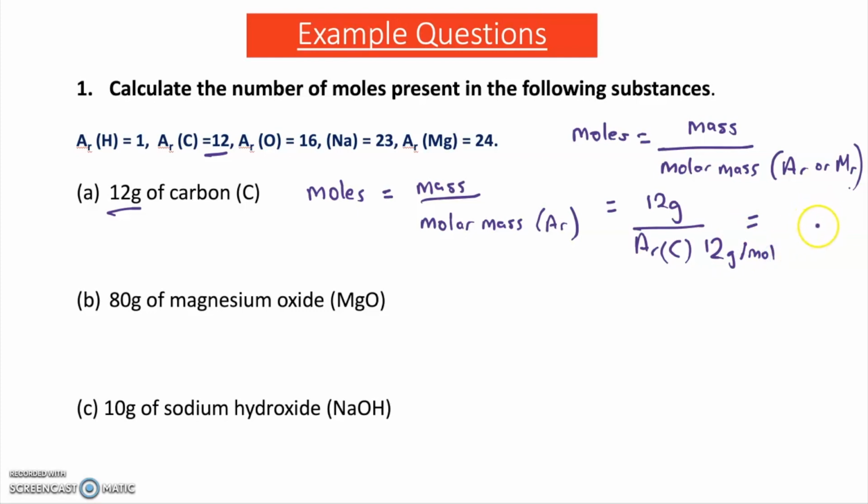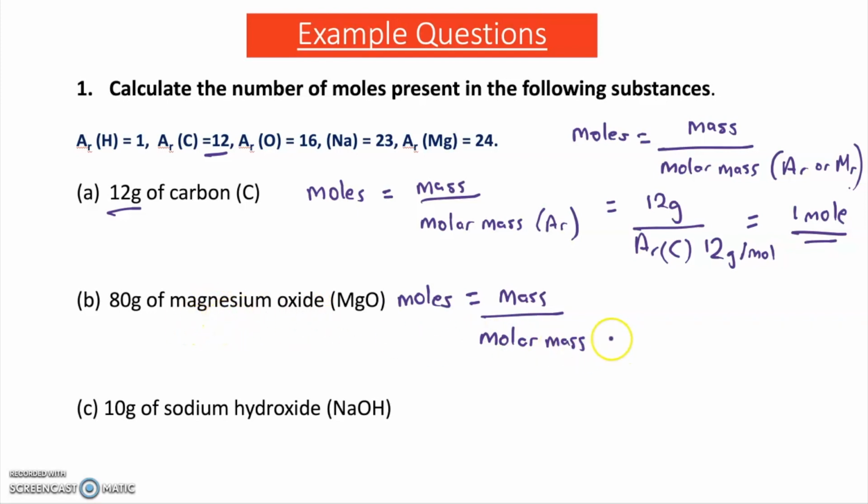And you have to remember that the molar mass is simply how many grams I need for a mole, and it's equal to the AR value if we're dealing with atoms and the MR value if we're dealing with molecules. Now in question B, we have 80 grams of magnesium oxide, so the moles is equal to the mass over the molar mass, and because we're dealing with a molecule here, the molar mass is equal to the MR value for magnesium oxide.